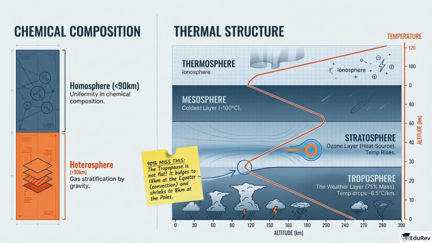Here's a trap you need to be aware of. Students imagine the tropopause as a flat boundary. It is not. It rises to around 18 kilometers near the equator due to strong convection and comes down to around 8 kilometers near the poles.